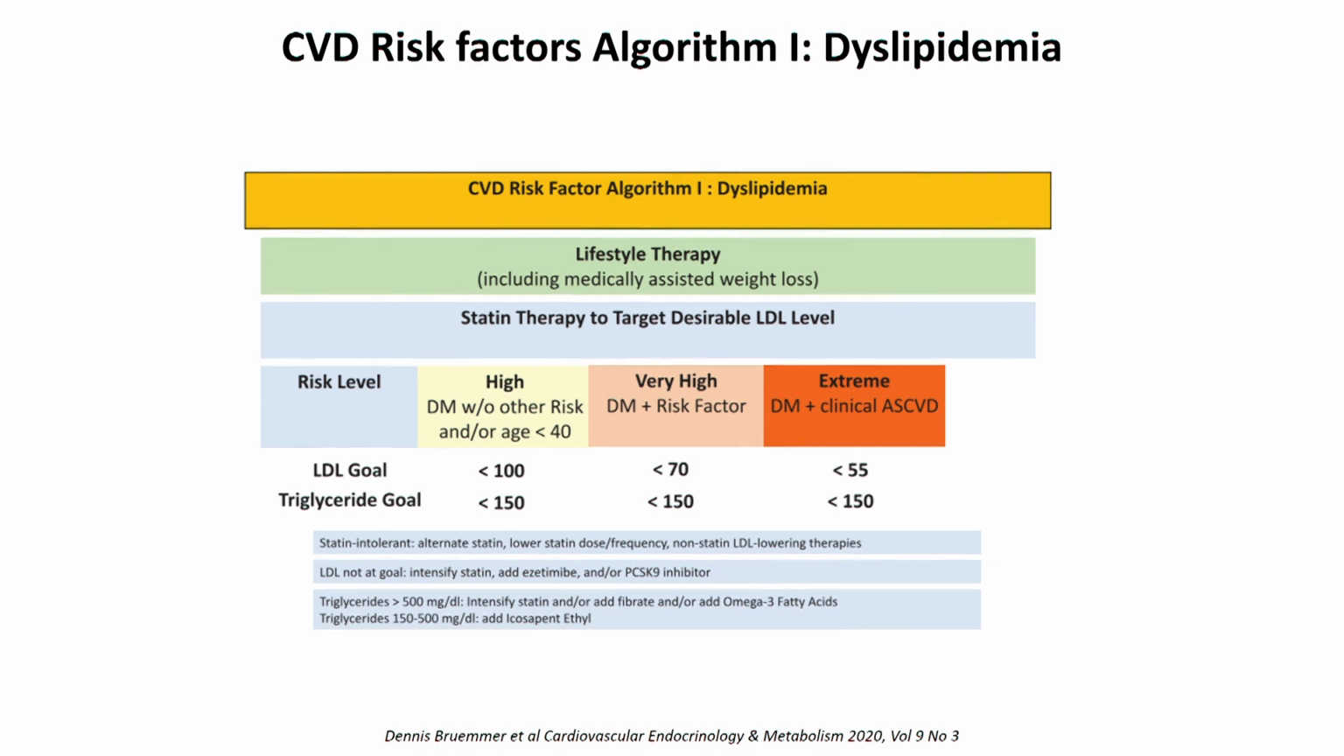Now for dyslipidemia, it is very important to have goal setting. LDL goal less than 100, triglyceride 150 for the high risk, 70 for very high risk, 55 for extreme risk. I have taken this from the Indian guideline, so that must be adhered to.